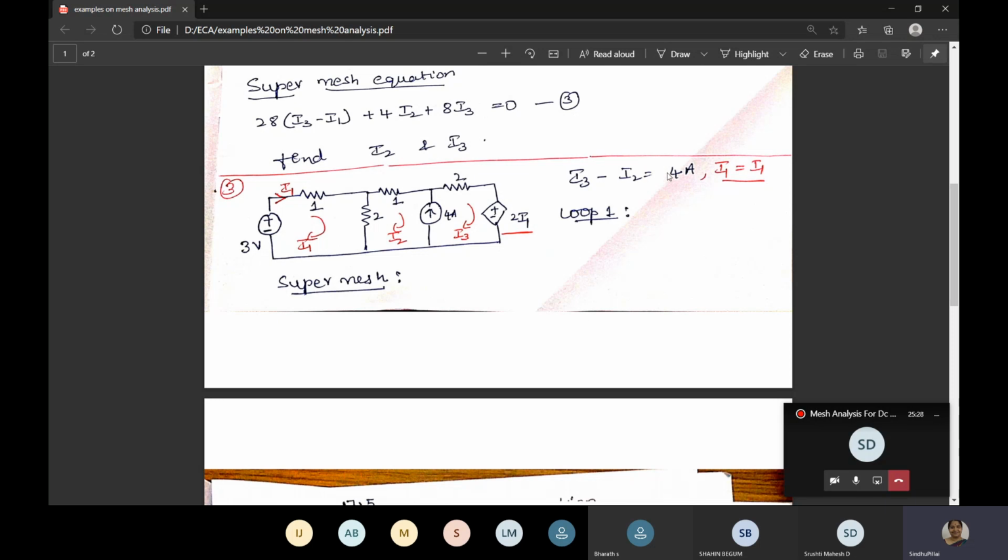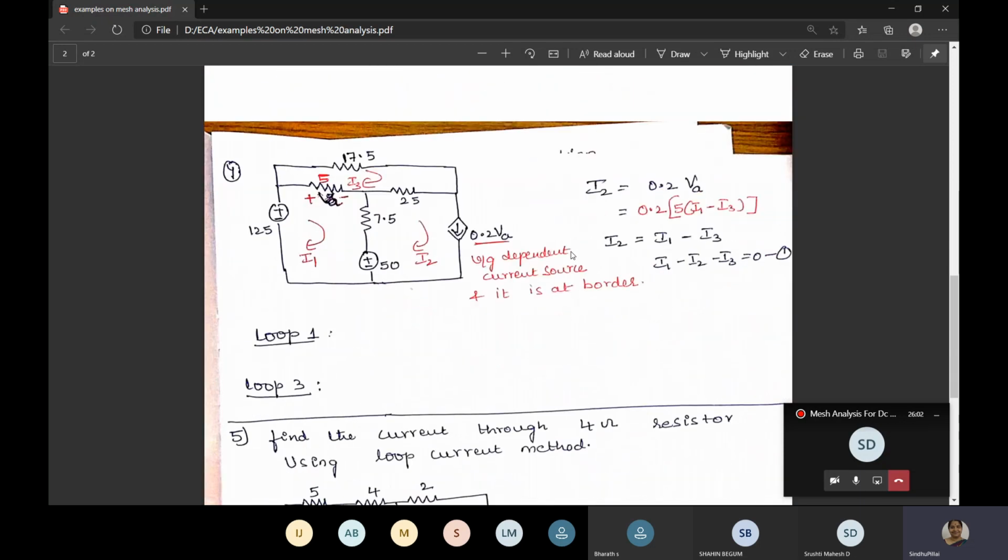So how many equations are you getting? 3 equations. All 3 currents are unknowns for us, so we have to find them. Write them in determinant form, write out I1, I2, I3, substitute in the calculator and find the answers for I1, I2, I3. So this is a current dependent voltage source, and there is a super mesh, that is the 4 amps between the meshes I2 and I3. So this is our third example.